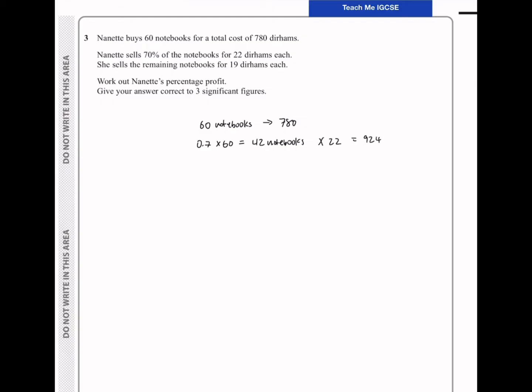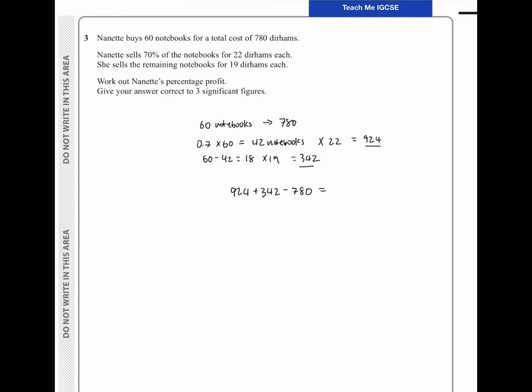For the rest of the notebooks, we have 60 minus 42, which is equal to 18 notebooks, which she will sell for 19 dirhams each. 18 times 19, she gets 342 from the remaining notebooks. Work out Nanette's percentage profit. So let's find her total profit first. We have 924 plus 342, but we also have to minus 780 because that's how much she spent to buy the 60 notebooks.